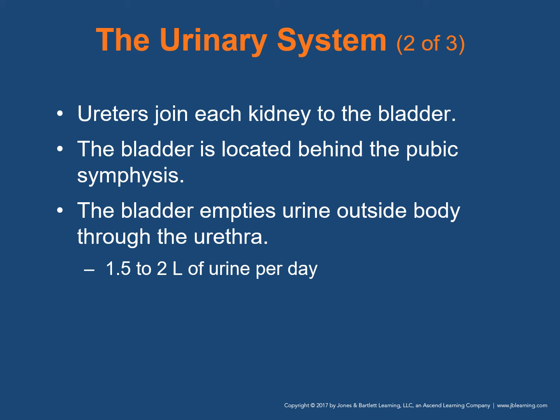The ureters join each kidney to the bladder. So you have two ureters, a right and a left, and then they are going to connect to the bladder. And the bladder is going to be located just behind the pubic symphysis, which you remember from the trauma head to toe. There's no bad touch there. And it's going to empty approximately 1.5 to 2 liters of urine per day. And it does this through the urethra, which travels from the bladder and allows that urine to empty outside of the body.